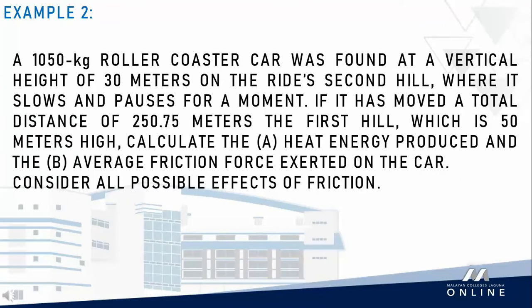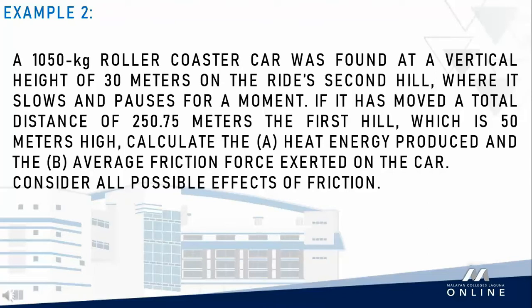A 1050 kilogram roller coaster car was found at a vertical height of 30 meters on the ride's second hill, where it slows and pauses for a moment. If it has moved a total distance of 250.75 meters from the first hill, which is 50 meters high, calculate the following: the heat produced and the average friction force exerted on the car. It is noted here to consider all possible effects of friction.